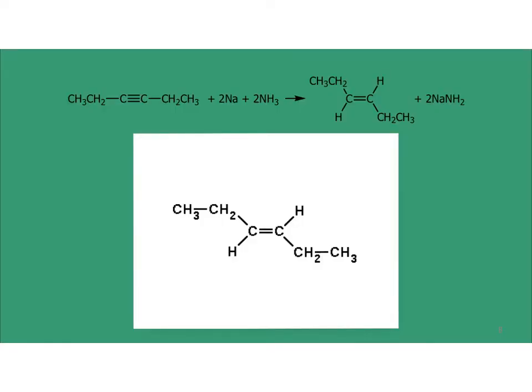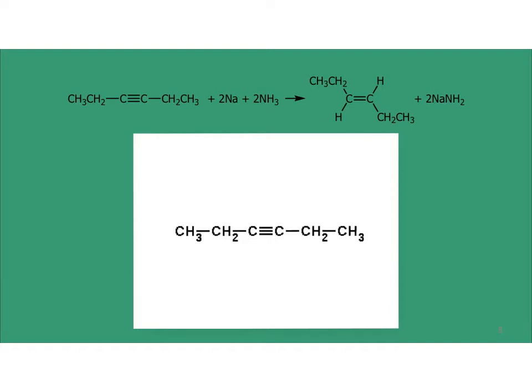The stereochemistry of the metal ammonia reduction of alkynes differs from that of catalytic hydrogenation because the mechanisms of the two reactions are different. The mechanism of hydrogenation of alkynes is similar to that of catalytic hydrogenation of alkenes. Metal ammonia reduction of alkynes is shown here. As we can see in this video, the mechanism consists of 2 single electron reductions and 2 proton transfers.